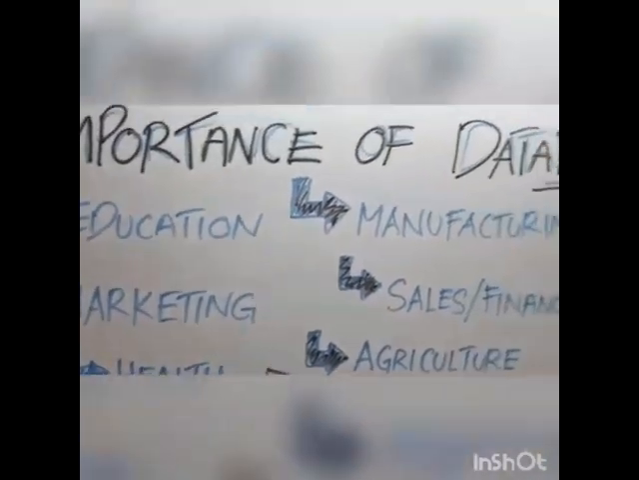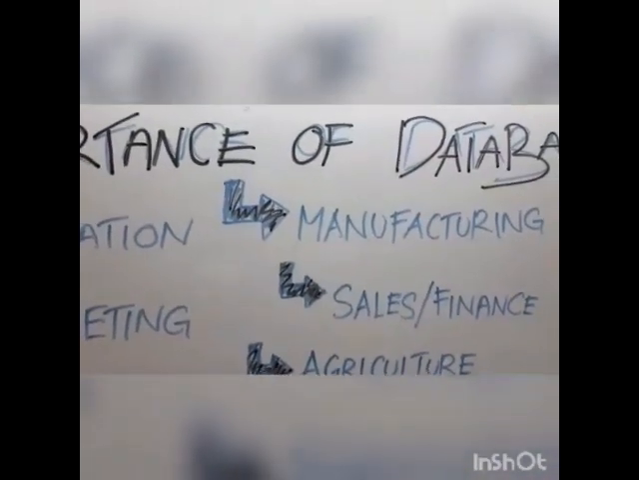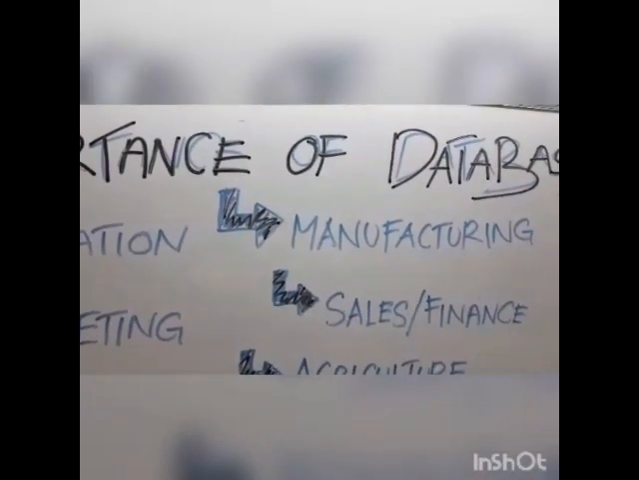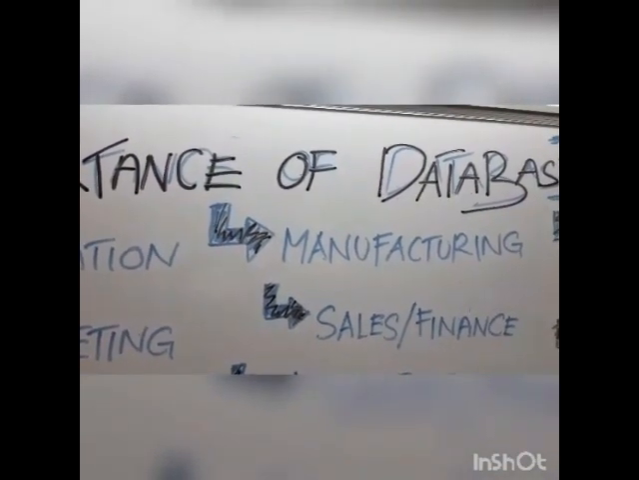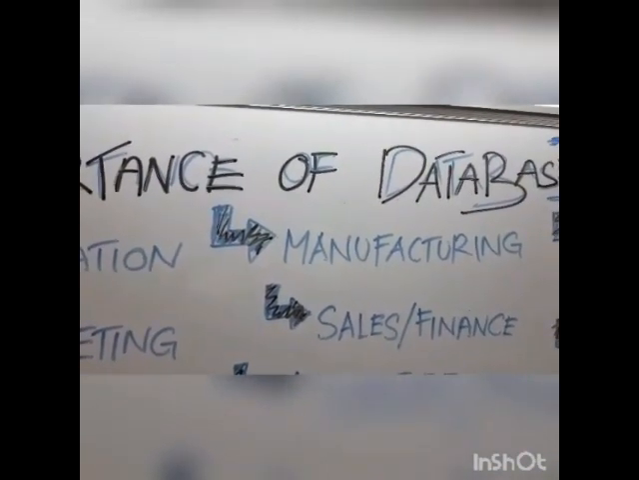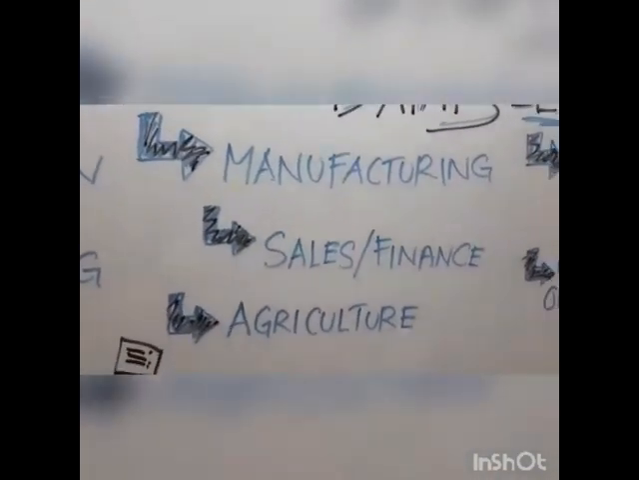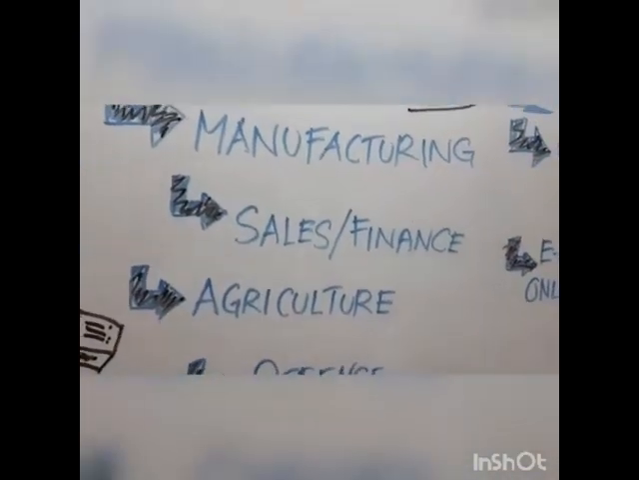And then for sales or finance. For finance, banks handle a large amount of customer data. A database enables them to store that data, operate on it, and retrieve it when needed, fast enough for their customer needs. So we don't need to wait too long at the bank, okay?